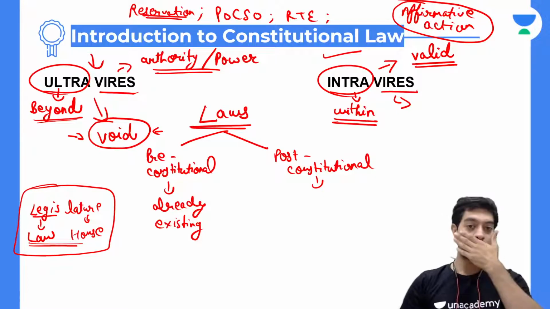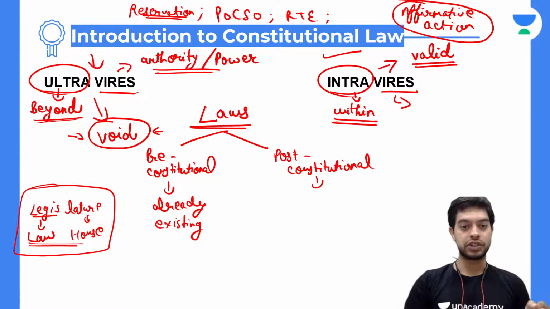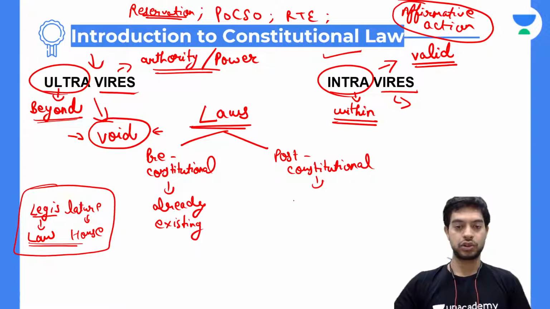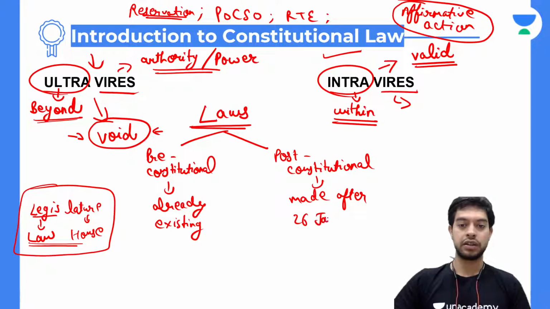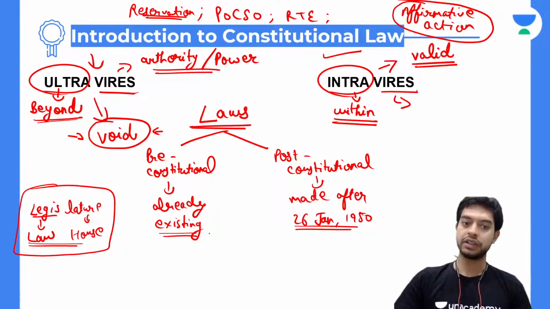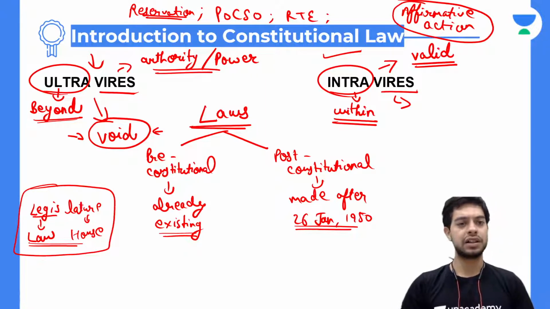Okay, so all the laws of this nation should be intra vires and no law should be ultra vires. If a law is ultra vires, then it is simply void. Whether the law is pre-constitutional or post-constitutional, means made after enactment of the constitution, made after 26 January 1950. You are clear with it? I hope you are clear with these two words, ultra vires and intra vires.